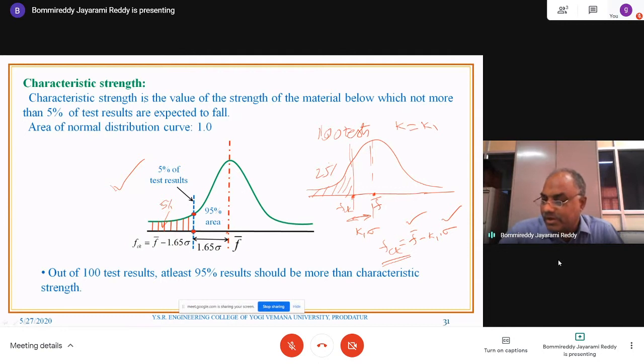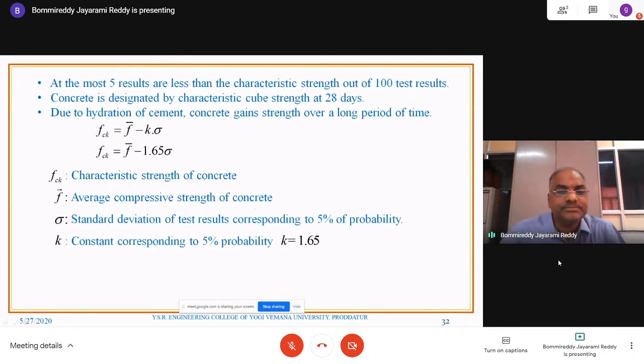So while calculating the characteristic strength, out of 100 cubes tested, 95 results must be more than the FCK value. So at the most 5 results, sometimes 0 results, or 1 result, 2 results, or a maximum of 5 results may be less than the characteristic strength out of 100 test results.